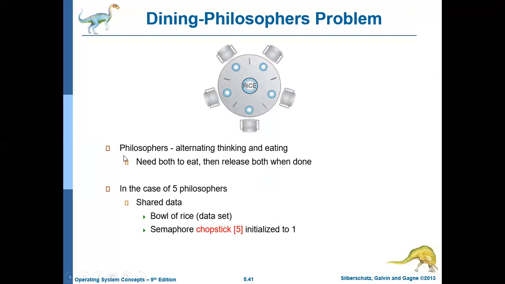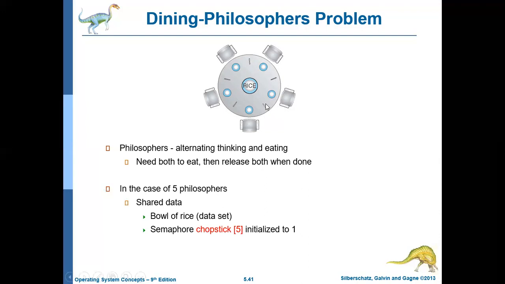So you can see there are chairs for five philosophers, and the philosophers will be sitting here thinking most of the time, and sometimes they will be eating. But whenever they want to eat, they need both the chopsticks. First they will pick the left chopstick, and then the right chopstick, and then the philosopher will start eating.